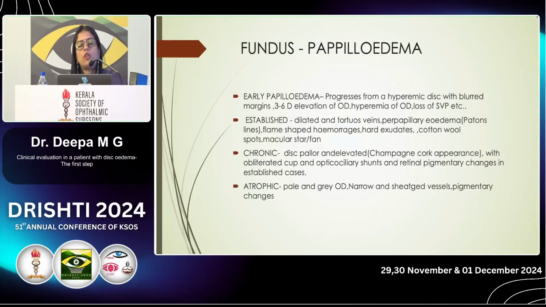Fundus, again, we are looking for the findings in different conditions. You have to keep in mind papilledema. So in the early stages, you have to look for blurred disc margins, hyperemic disc with absent spontaneous venous pulsations. If it is an established case, there will be dilated and tortuous veins, peripapillary patterns, lines, flame-shaped hemorrhages, hard exudates, cotton wool spots, a macular star or a fan. And in chronic cases, there will be a champagne cork appearance with obliterated cup, opticociliary shunts and retinal pigmentary changes. And the atrophic stage shows a pale grey optic disc and narrow vessels with pigmentary changes.